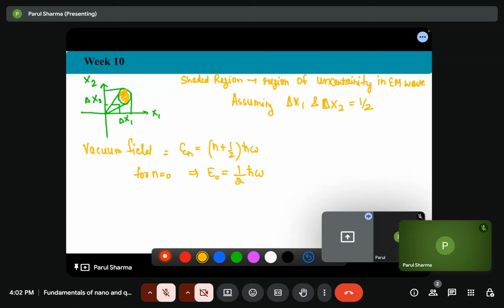It's saying that if we have no photon, then also we have some energy. So energy is not equal to 0 with no photons. Suppose that is we can.